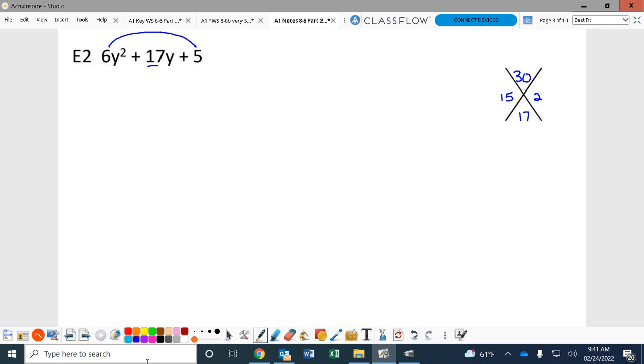You're going to set up 2 sets of parentheses. What goes at the front of each one of those parentheses? 6y. No square, just 6y.